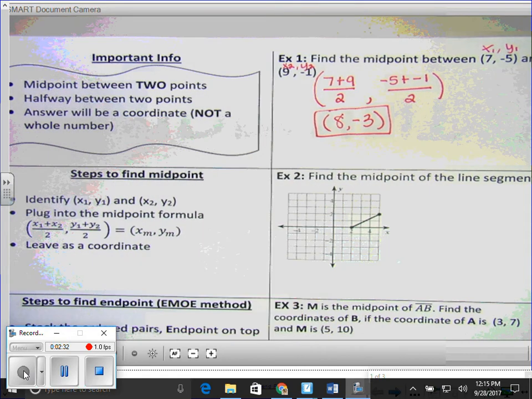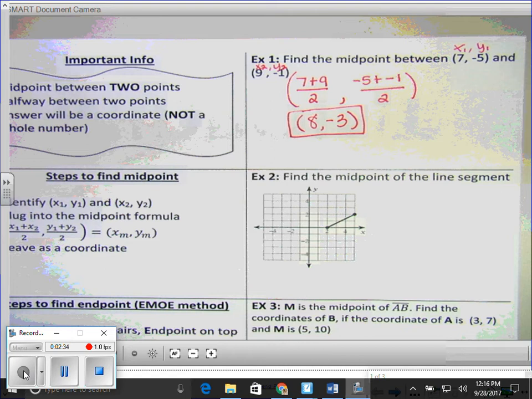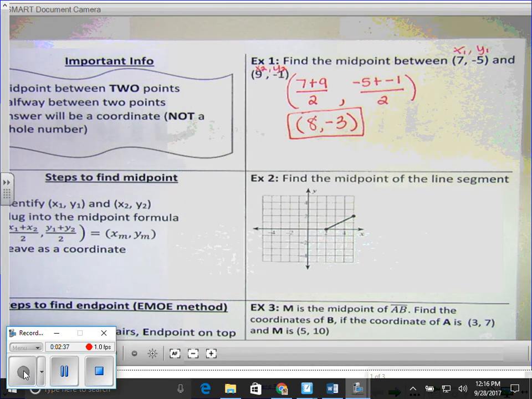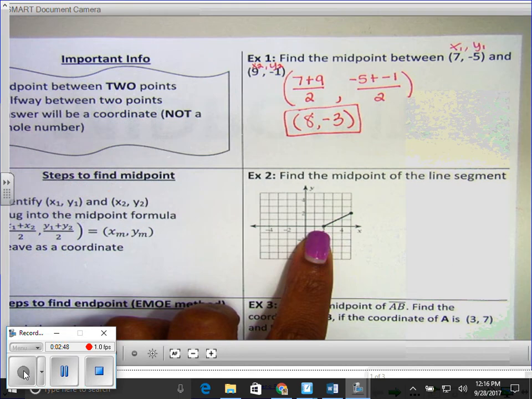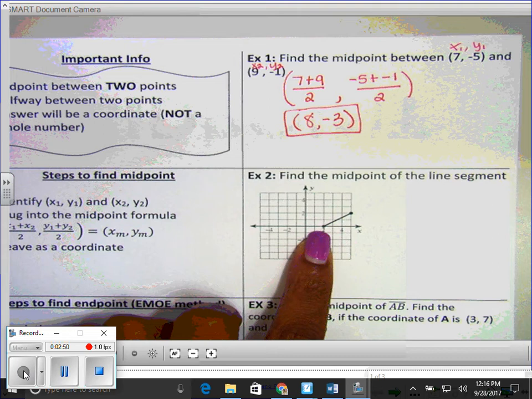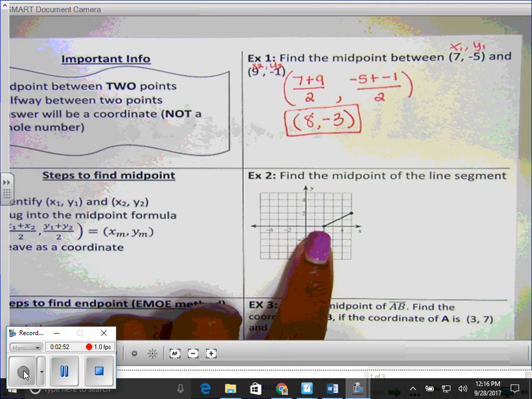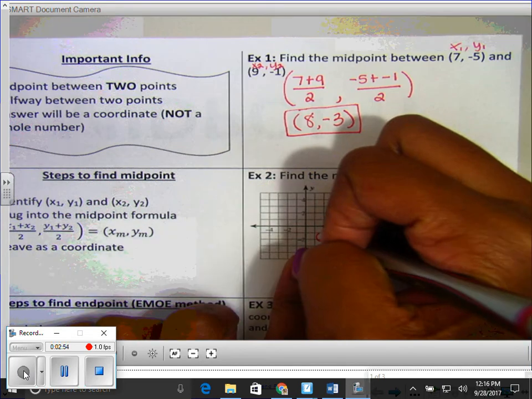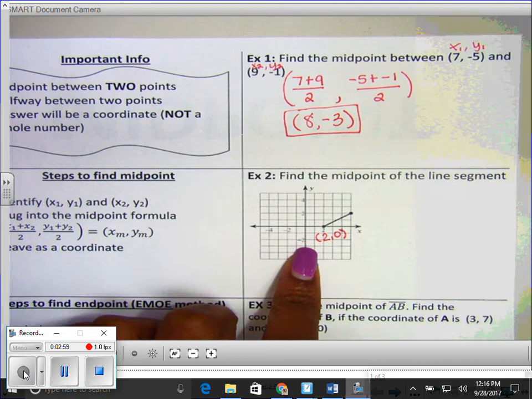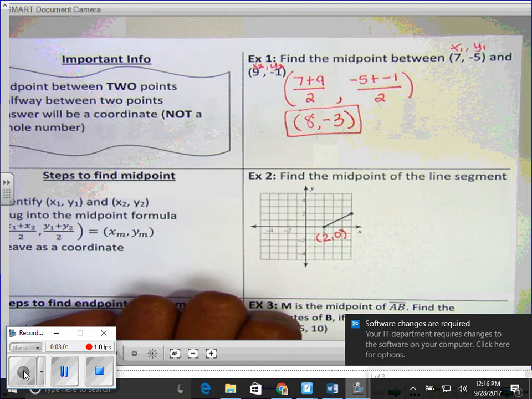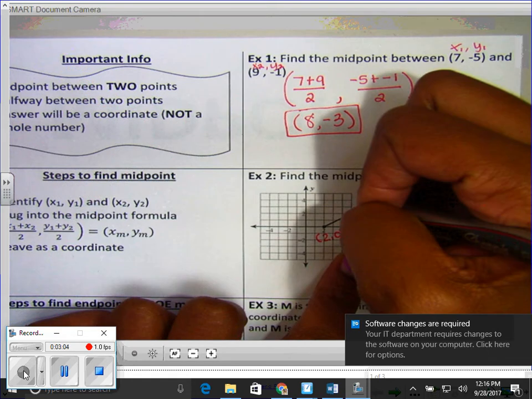All right, so if we look at example 2, where we need to find the midpoint of this line segment, the only difference is they didn't explicitly give us the coordinates. So we have to look at the graph and be able to pull what the coordinates are. So if we look at this point here, what's the ordered pair? (2, 0). Okay, so let's label it on the picture. That ordered pair is (2, 0). And then the other ordered pair would be (5, 2).